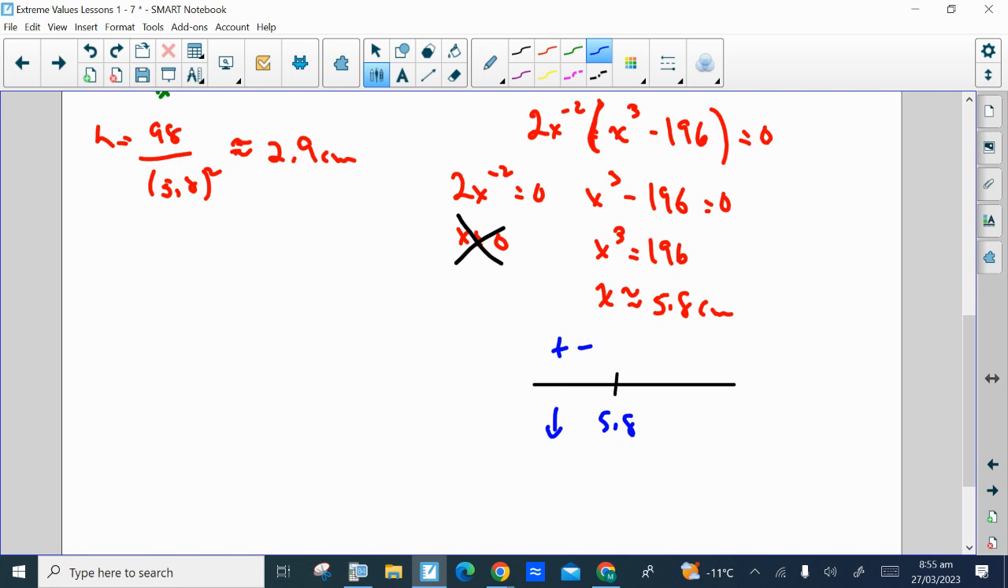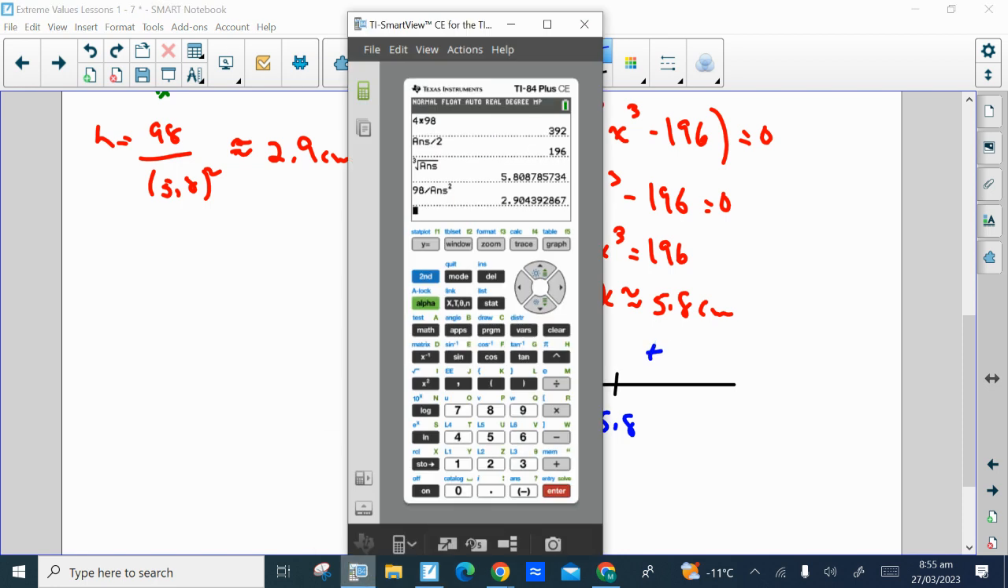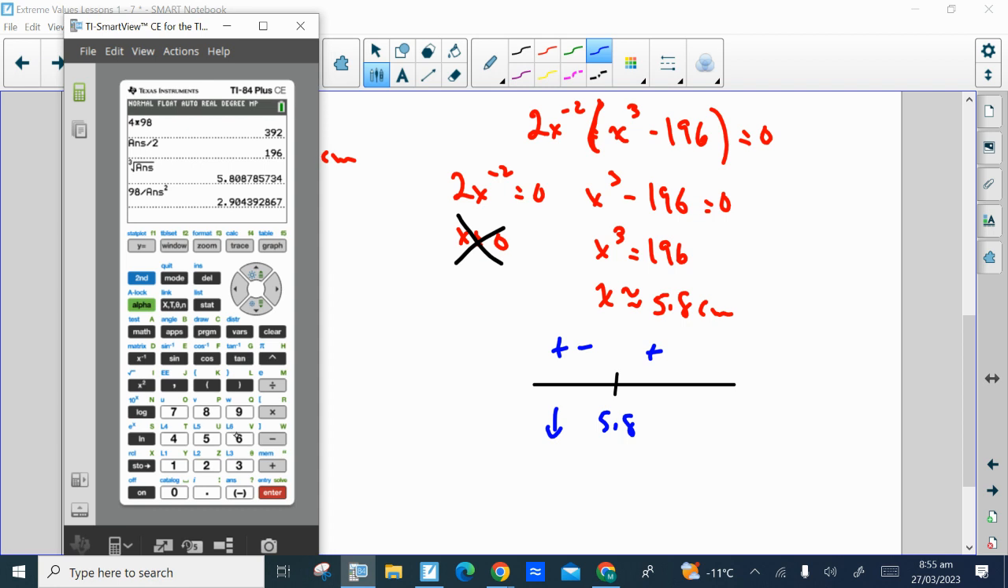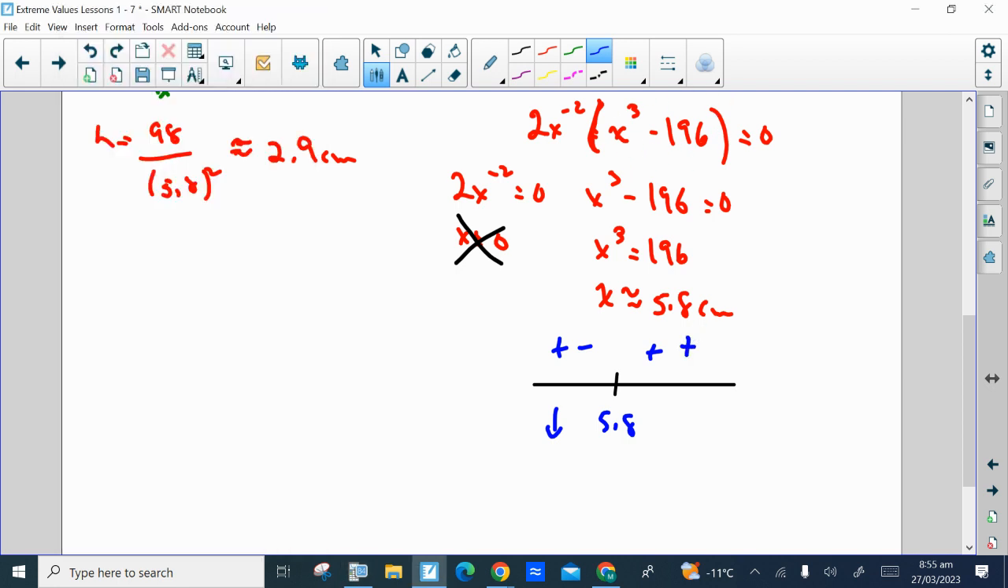To the right, if we choose a value like positive 6, the first factor will be 2 over 6 squared. It's going to be a decimal, but it's going to be positive. And 6 cubed is greater than 196 when we check that second factor. 6 to the power 3 is 216. Take away 196 gives us a positive value. So it confirms that the function is increasing to the right of the critical number 5.8. So again, that confirms that 5.8 is the position of a minimum point on that graph.